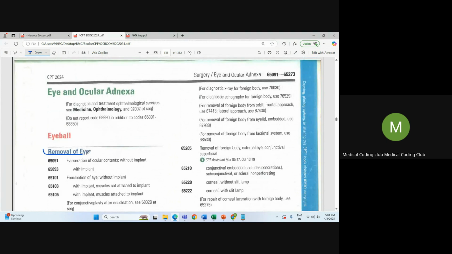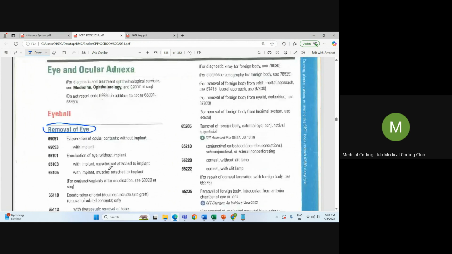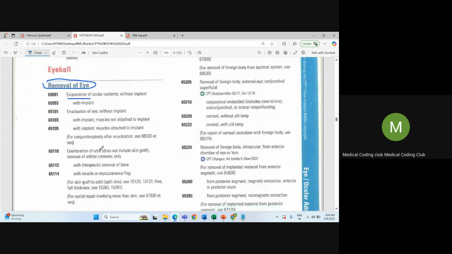So here is the removal of eye. Under removal of eye, you can check evisceration procedure is there and enucleation procedure is there. In our current question, it is about evisceration procedure. So you just have to check without implant or with implant. If implant they have introduced, you will code 65093. If there is no implant, then you will code 65091.